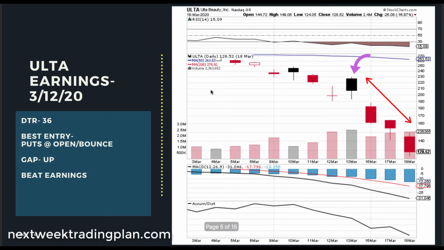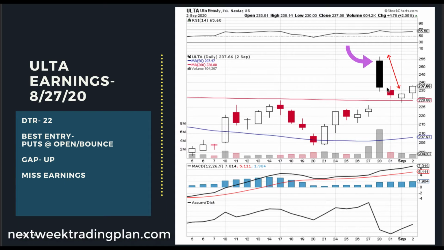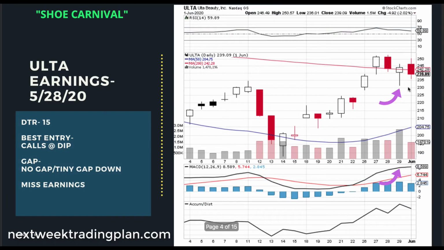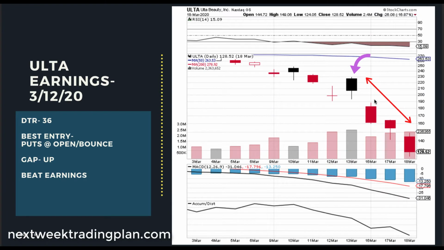ULTA earnings, March the 12th, 2020. What do you get here? Gap up, shorting it at the open, at the tiny little bounce. What do you get? Bearish continuation. So take a look at this, guys. Bearish continuation in all three examples we went over so far. Bearish continuation the next day, bearish continuation the next day, that's that day right there, bearish continuation the next day. So hey, 3 for 3, you get bearish continuation after. Let's just keep that in mind as we work through these examples here.